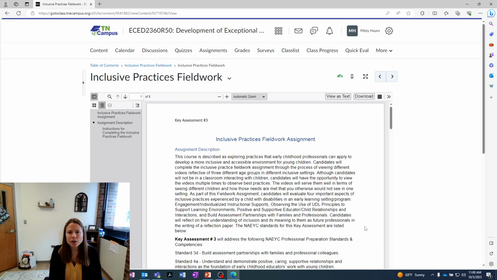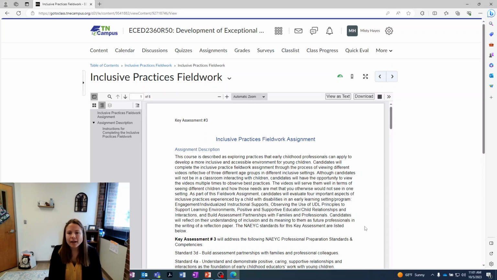We're looking at how we develop a more inclusive and accessible environment for all children. You're going to complete this through the process of viewing videos, as a reflective piece. The 3 different age groups we're going to be looking at are infant toddler, preschool age, and pre-K age. This is going to allow us to view videos multiple times in these settings. We're going to be observing best practices within these videos, and you're going to be looking at whether what you're seeing is serving that child well, right?